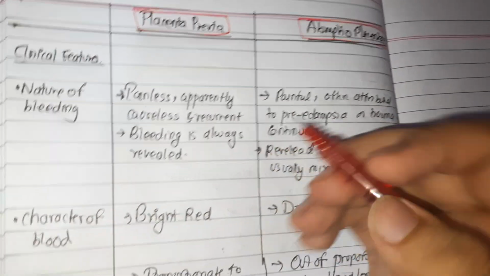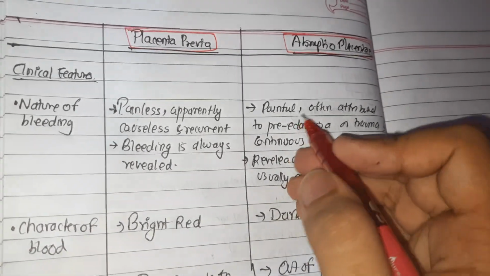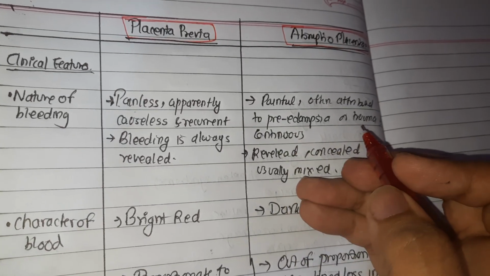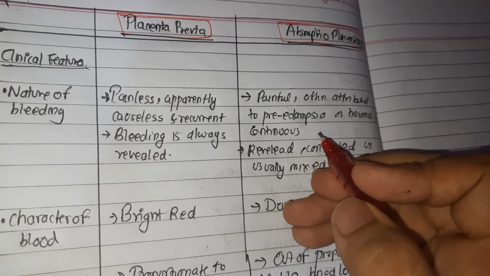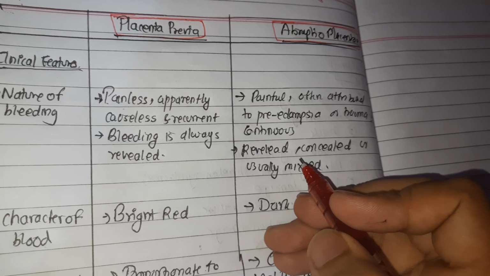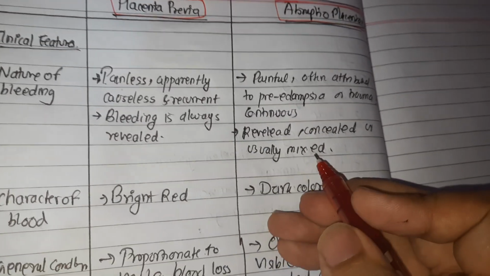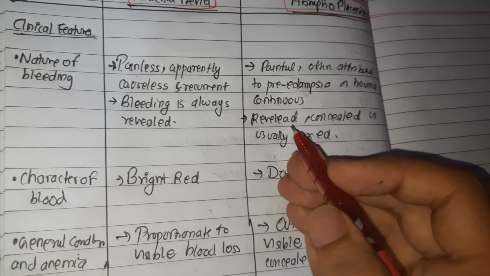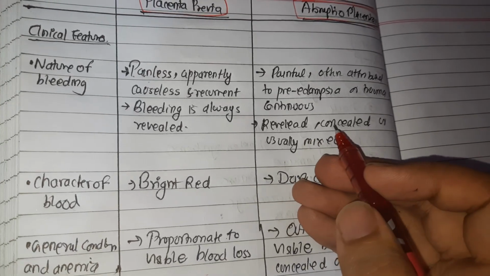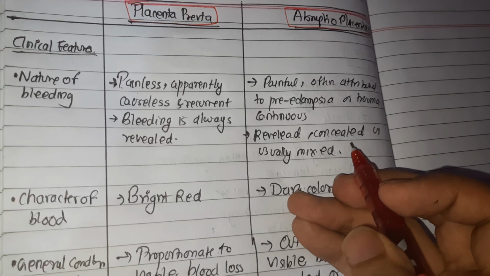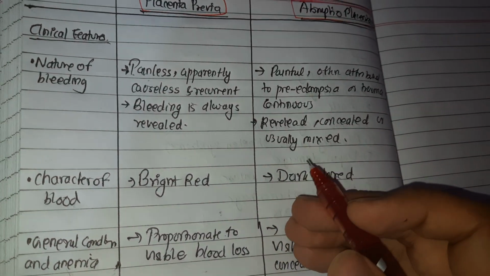And in abruptio placenta, the bleeding is painful. Often it is attributed to preeclampsia or trauma, and the bleeding is continuous. In abruptio placenta, the bleeding might be revealed, concealed, or usually mixed. In revealed, we can see the bleeding. In concealed, we cannot see the bleeding from outside, but internally the bleeding is there, or it may be a mixed variety.